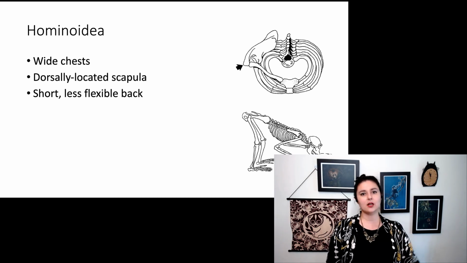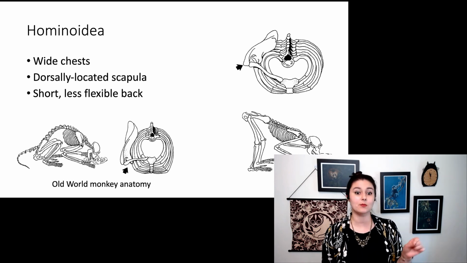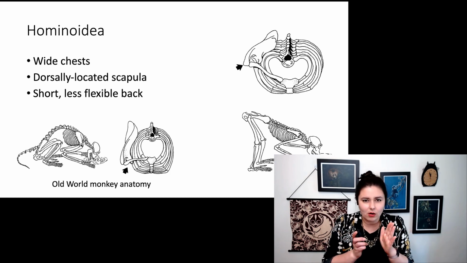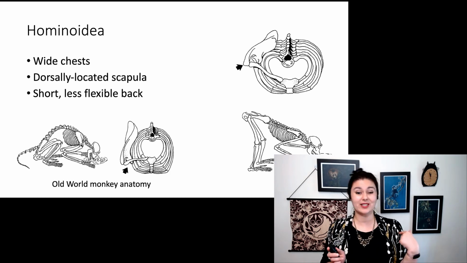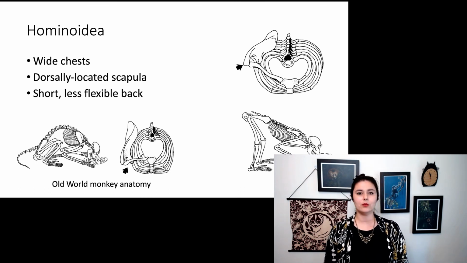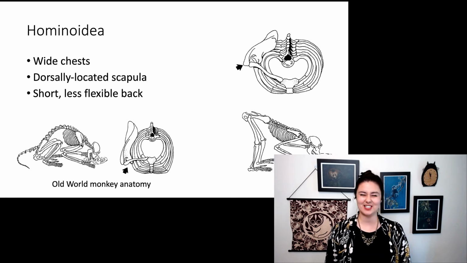So you can see here we have our ape in contrast to an Old World monkey. You can see their back is much longer, much more flexible, and they have this really narrow rib cage, and their shoulder blade is actually on the side. So now that you're acquainted with each of these major groups, in these next couple videos, we will be going more in depth into each of these groups.